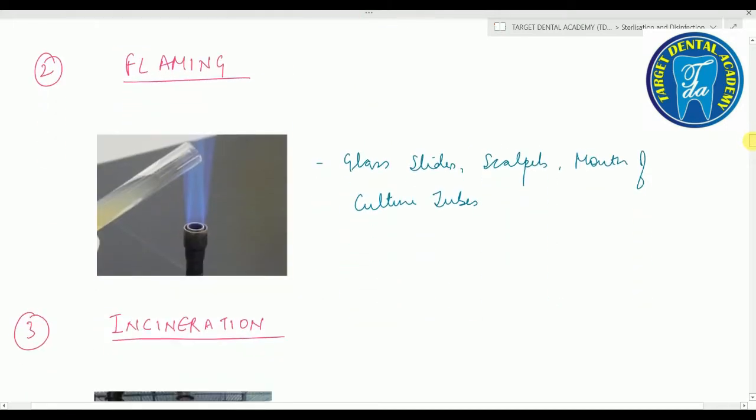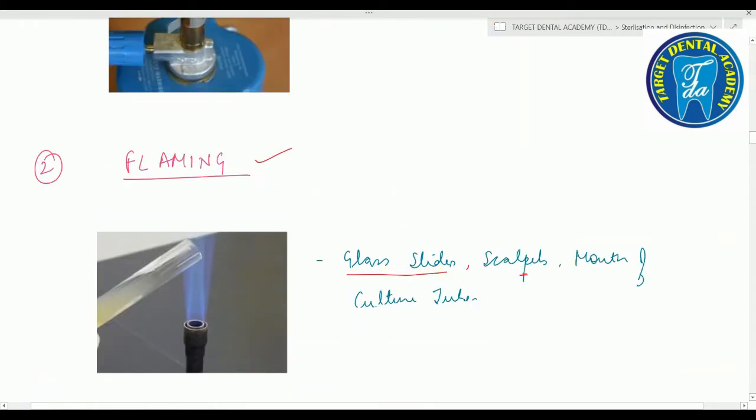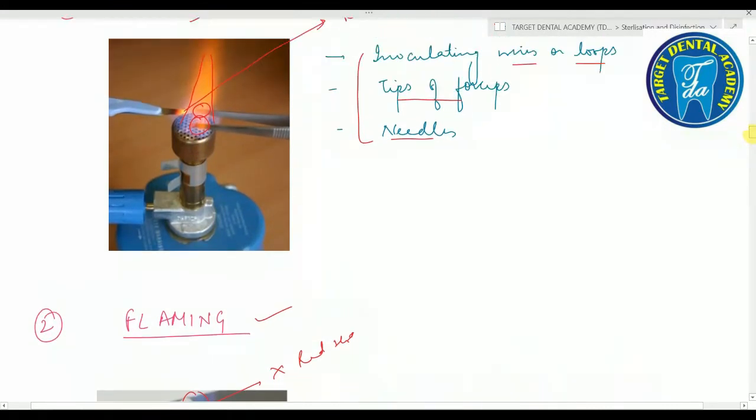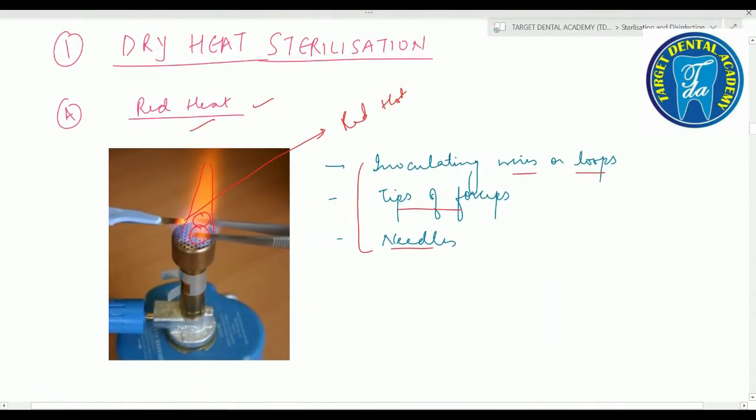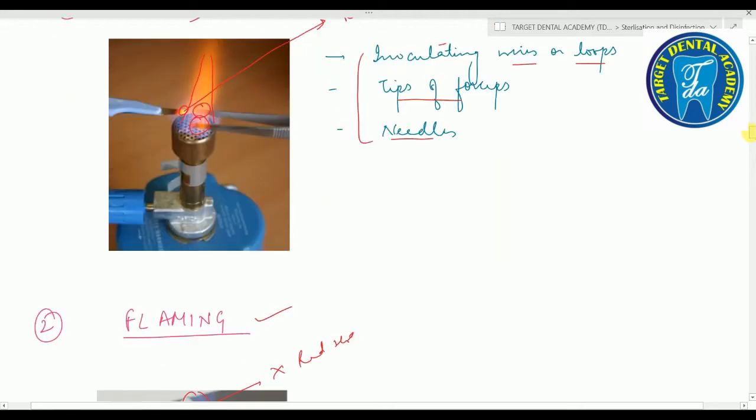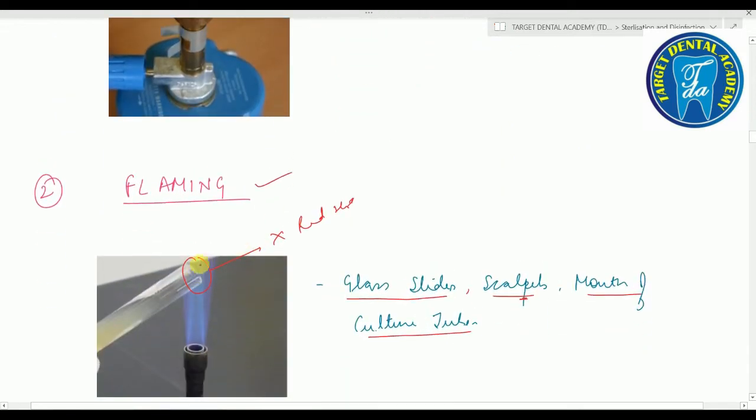Now coming on to the second method, which is flaming. In this, the glass slides, the scalpels, the mouth of the culture tube are passed through the Bunsen flame without allowing them to become red hot. Fine. So this is the main difference between red heat and flaming: in red heat the needles and inoculating tips are held in the flame of a Bunsen burner till they become red hot, while in flaming you just pass the glass slides and the mouth of the culture tubes through the Bunsen flame without allowing them to become red hot. Fine, this is the main difference.